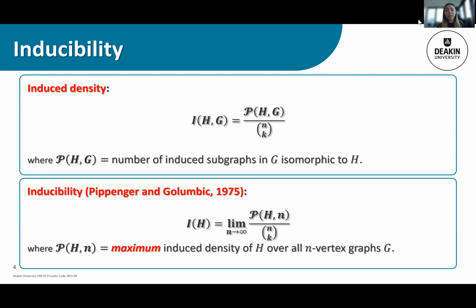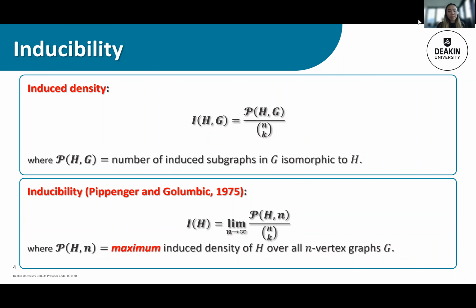So now the problem of inducibility that was first introduced by Pippenger and Golumbic in 1975 asked the question: what is the maximum induced density of H over all n-vertex graphs G? It's not hard to see that this induced density approaches a limit, and this limit is called the inducibility of H. And this limit falls between 0 and 1.